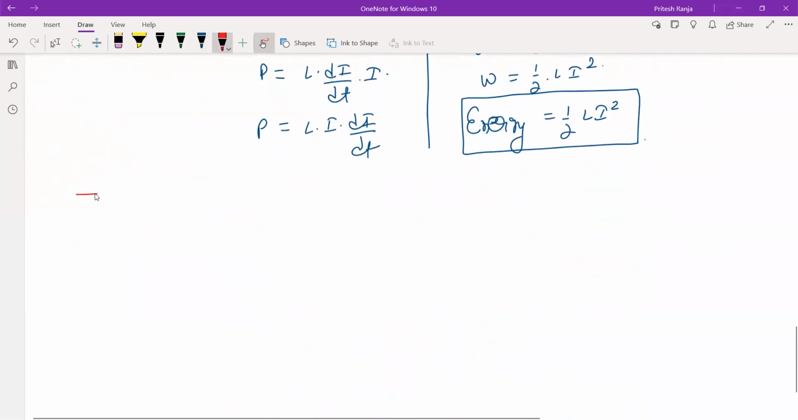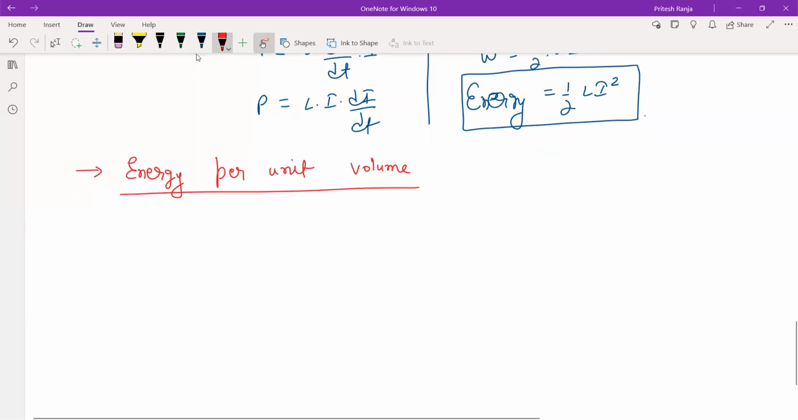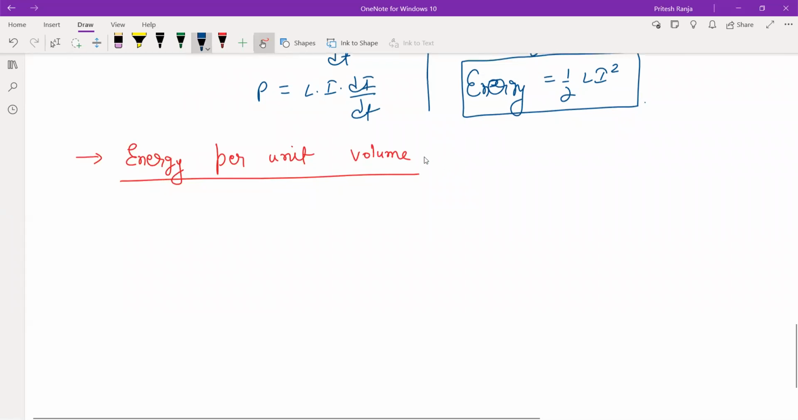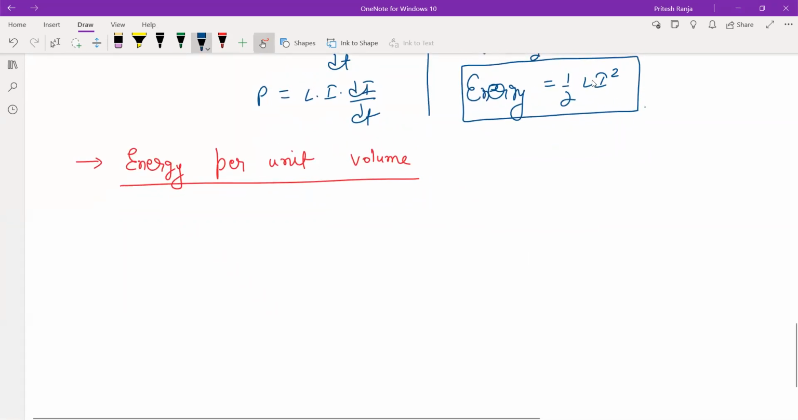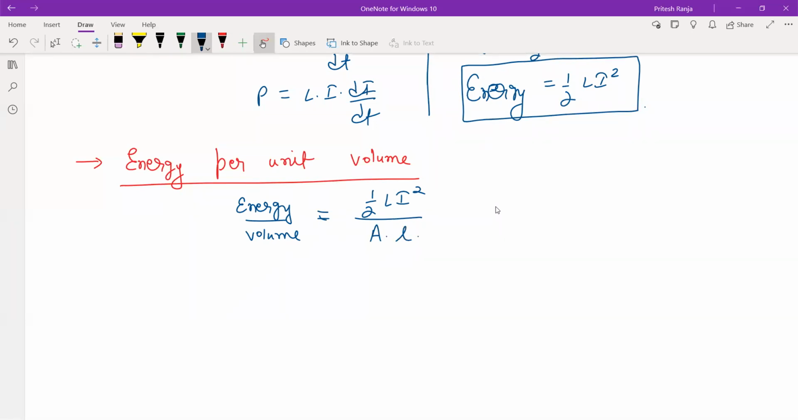So let us talk about the energy per unit volume. To find energy per unit volume, we will require the expression of L, the self-inductance. So that will be the magnetic energy stored in the inductor divided by the volume. Volume can be area of cross section into the length of inductor. So let us first find out the expression of L.